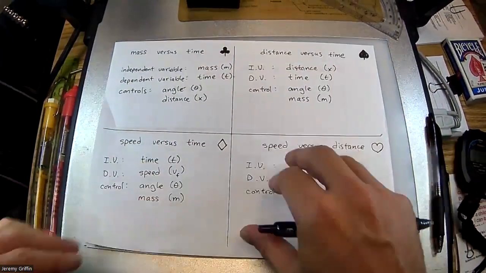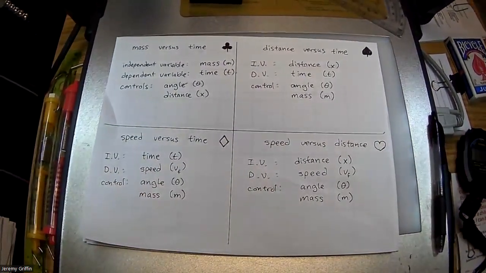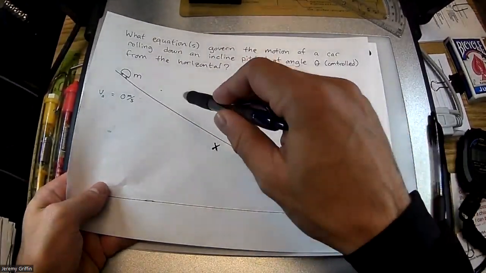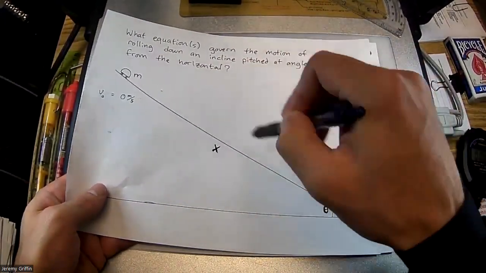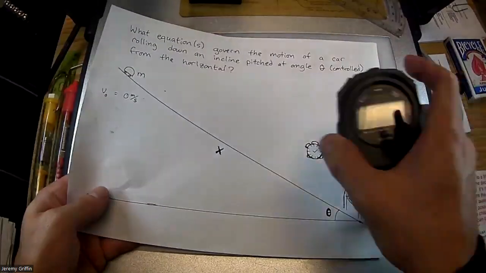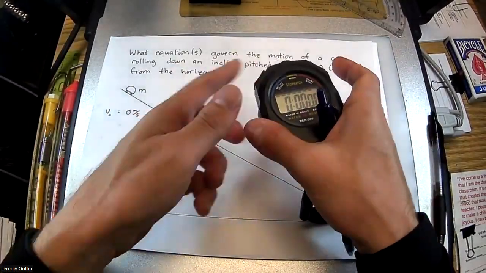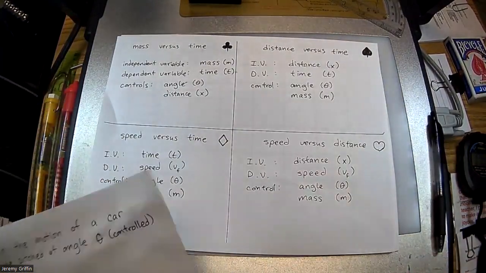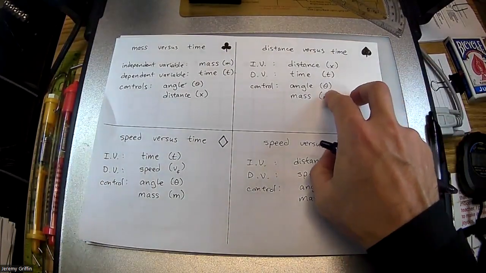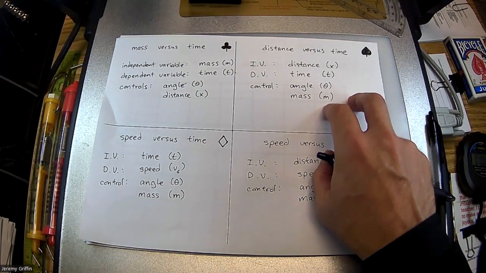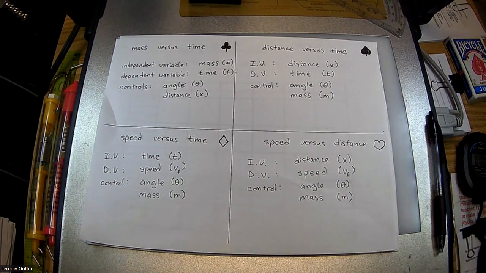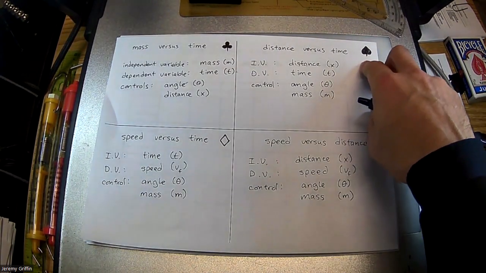If you have the spades, I'm having you measure distance as a function of time. So you're going to roll the car different distances. Maybe let's try 50 centimeters, let's try 90, let's try 130. And you say, how much time does it take? Start, stop, reset. Now you'd be controlling for everything else, so the ramp angle and the mass of the car aren't going to change. Actually, the ramp angle is going to be constant for everyone.